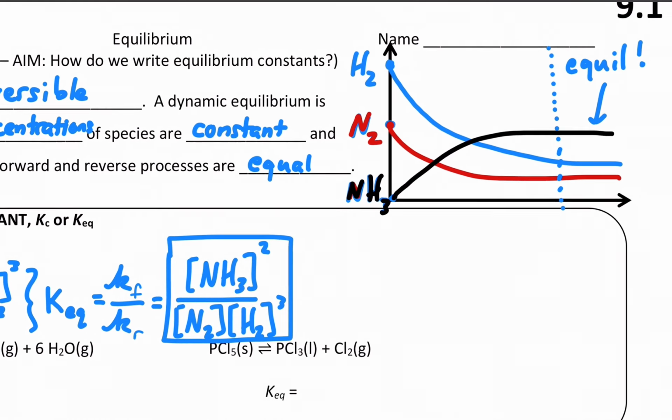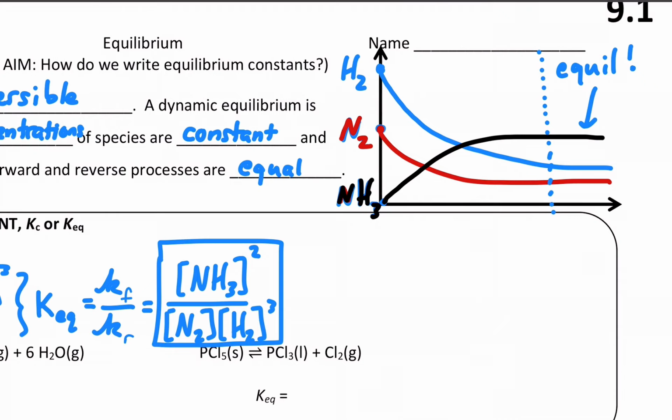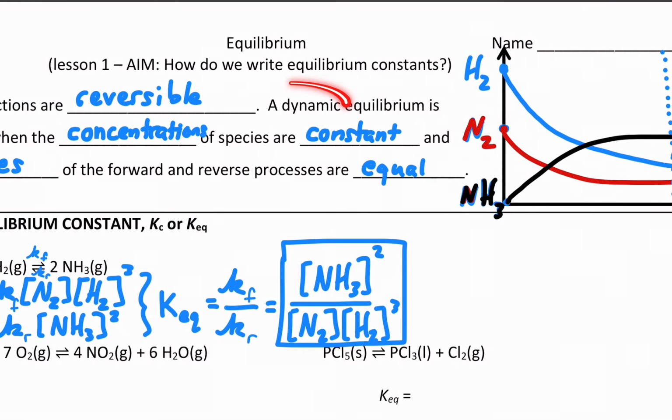But what equilibrium looks like is when the concentrations of things no longer change with time. For every amount of ammonia that's being produced, there's amounts of hydrogen and nitrogen that are being consumed. So you have this what looks like a static system, but in fact it is dynamic. It is continuing to happen.